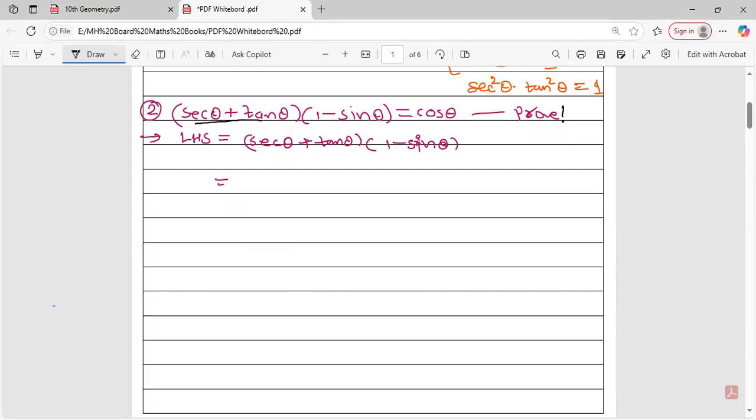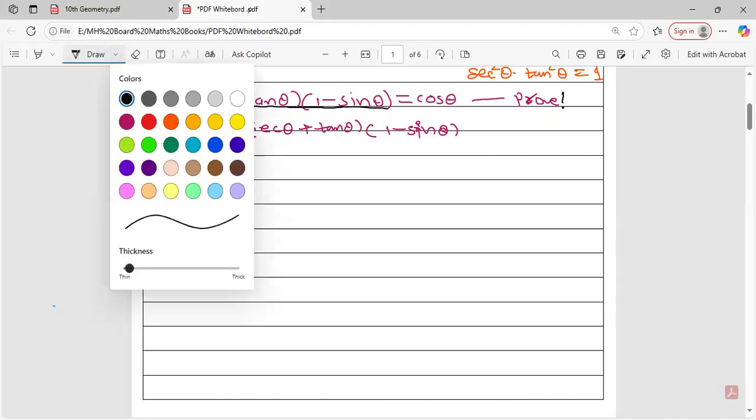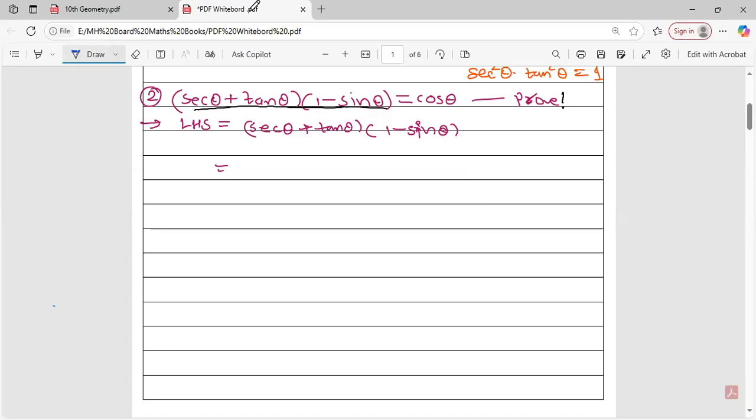We are starting with LHS, right? So LHS we have written. Now, what to do in the next step? See, I taught you this multiplication, x plus y into a minus b, right? A binomial multiplied with a binomial. How to multiply two binomials? Do you remember that multiplication of binomials? So that is to be used here: x into a, x into b, y into a, y into b. So what is x here?